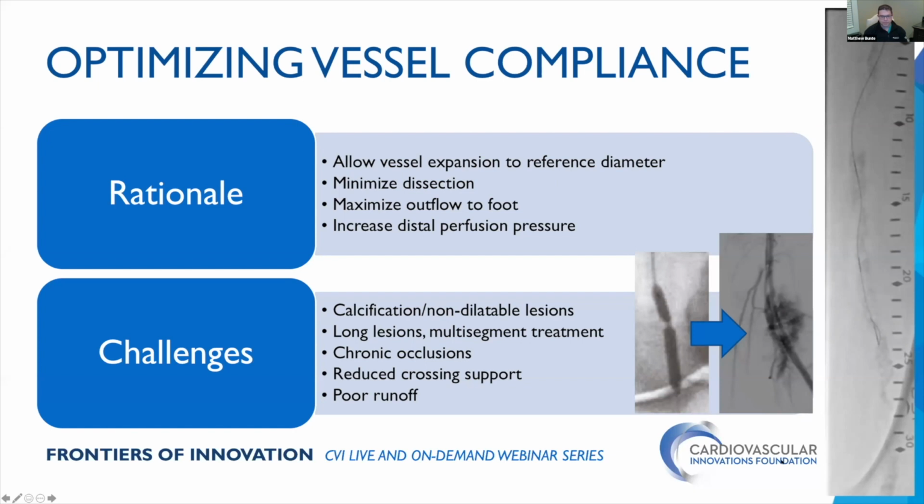Just wanted to specifically bring up a couple issues with reduced crossing support. I think there's a bit of a push for radial access to do peripheral intervention, and I'd caution folks with interest in doing this for chronic total occlusions. In my opinion, there just isn't a lot of great support when you're going long distance, but poor runoff can also be a real challenge.